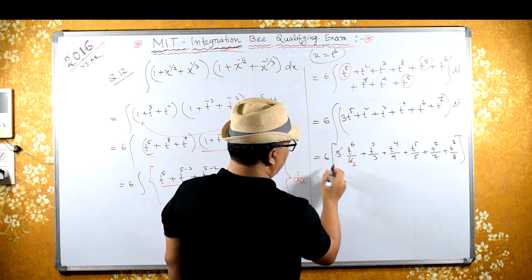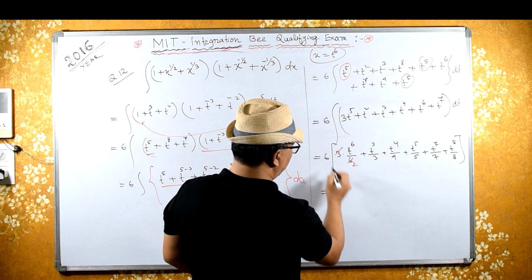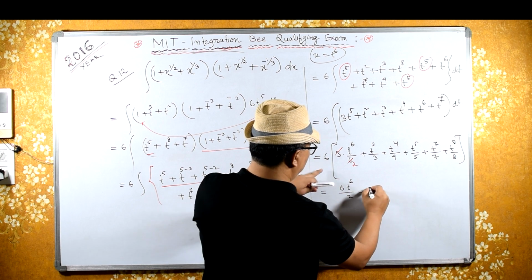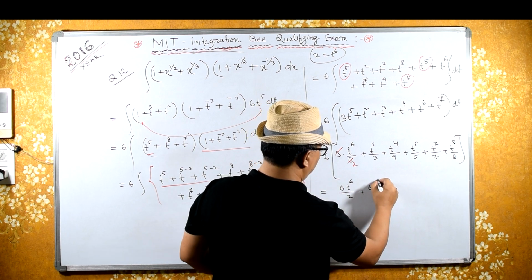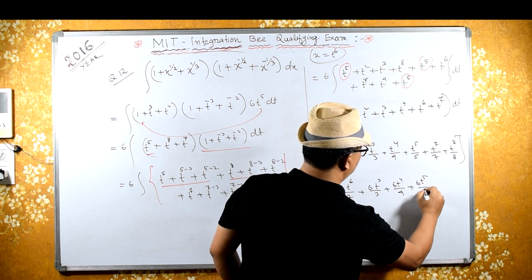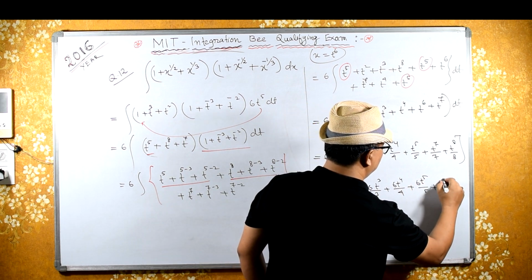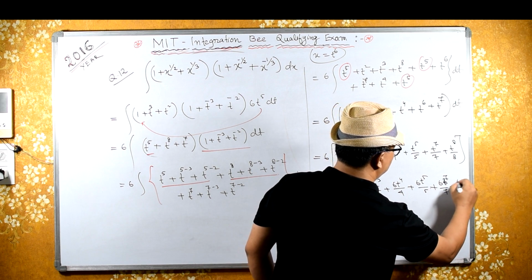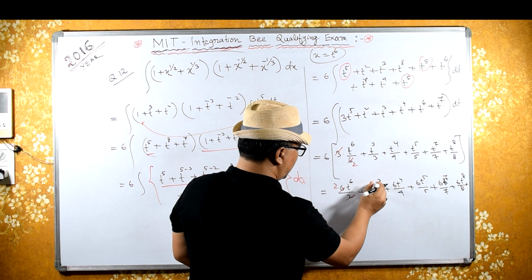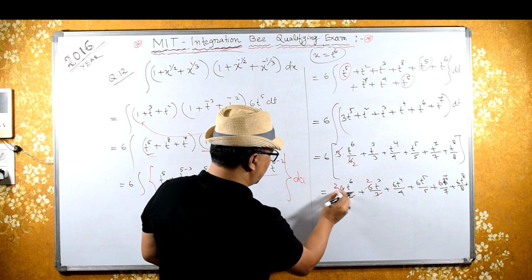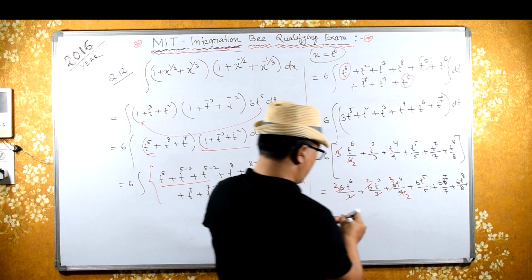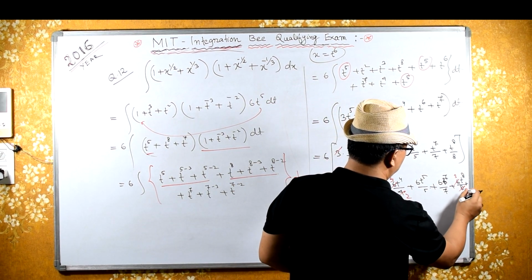Okay, now again if I send 6 inside, it will be 6 t raised to 6 upon 2 plus 6 t cube upon 3 plus 6 t raised to 4 upon 4 plus 6 t raised to 5 upon 5 plus 6 t raised to 7 upon 7 plus 6 t raised to 8 upon 8 plus some constant. Now here again we simplify the coefficients: 3 to the 6 is 2, and so on.